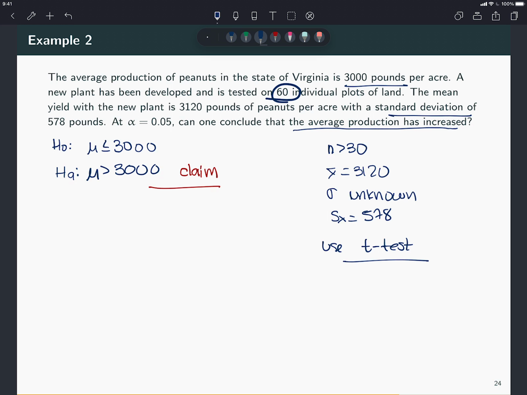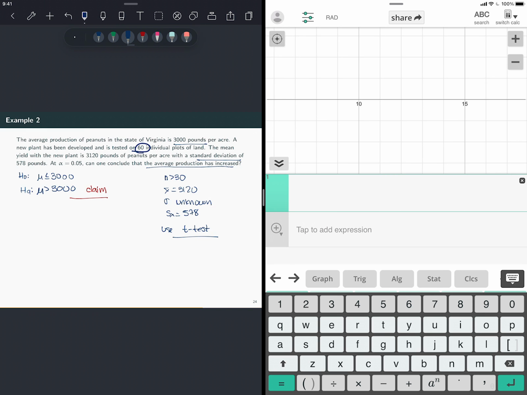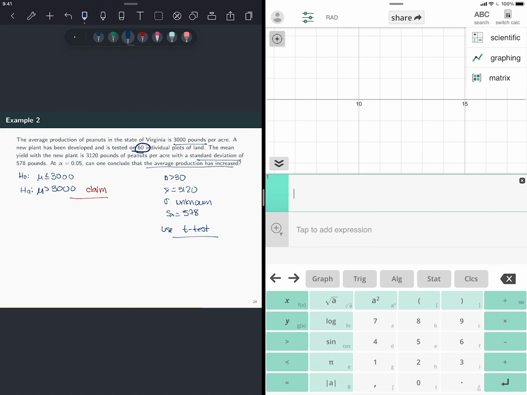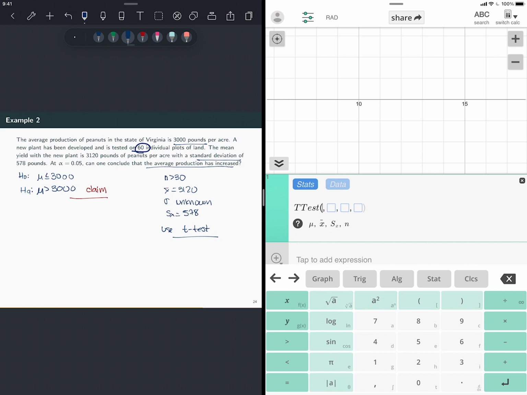Now I'm going to just use technology to get these values. I'm going to use my calculator, my ClassCalc, right here. And it's very simple. Just click on it, be sure that you're using the graphing calculator up here, and then press stat, test, and the second column says t-test, and I input the data asked in that order. So the mu is the hypothesis mean, which is 3,000. Then they want the sample mean, which is 3,120. Then they want the sample standard deviation, which is 578. And then they ask for the sample size, which is 60.